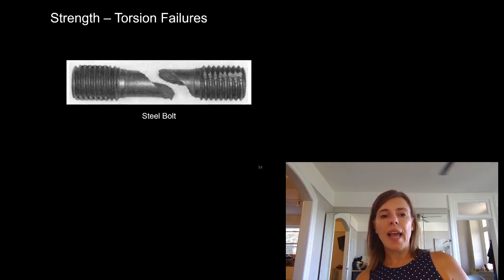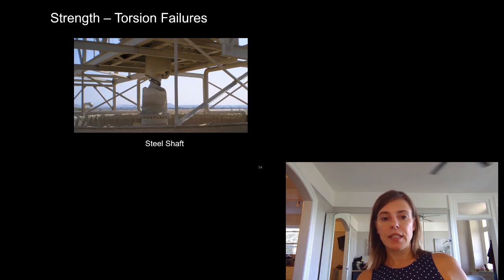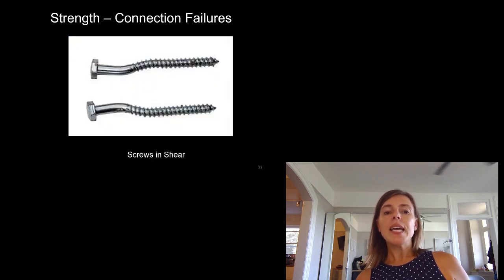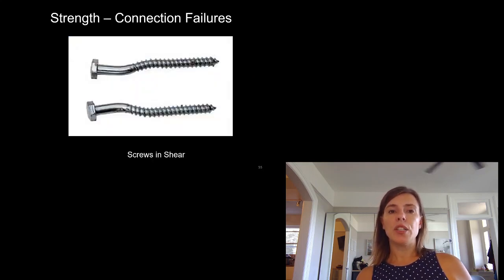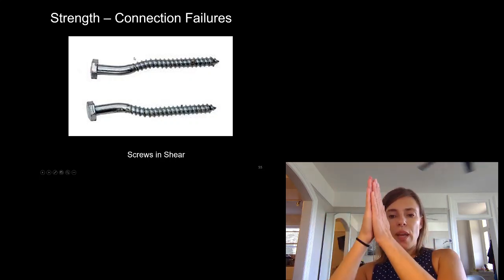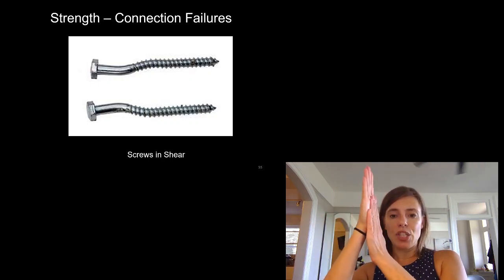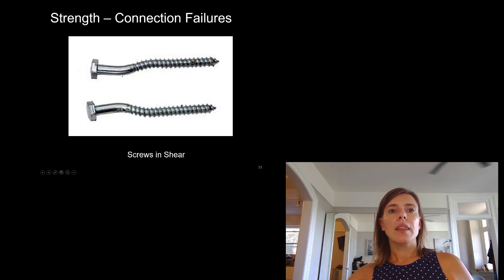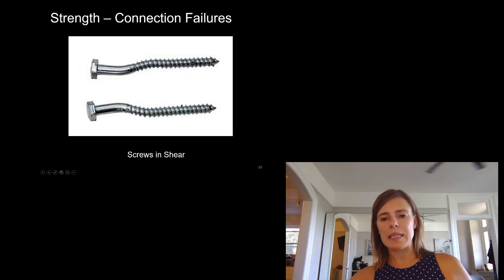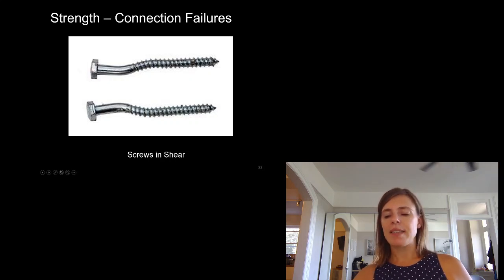Here is a steel bolt being twisted until it had a torsion failure. Torsion failures are pretty easy to find, apparently, on the internet. So here's a steel shaft in a torsion failure. Here is a screw in a shear failure. You can imagine that we had two things side by side that shifted. This went down and that went up, and it has that diagonal. This went up and this went down. These two things wouldn't have been in the same connection, and we have that diagonal right there.